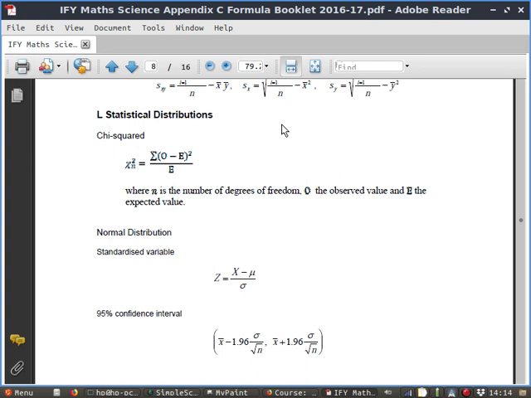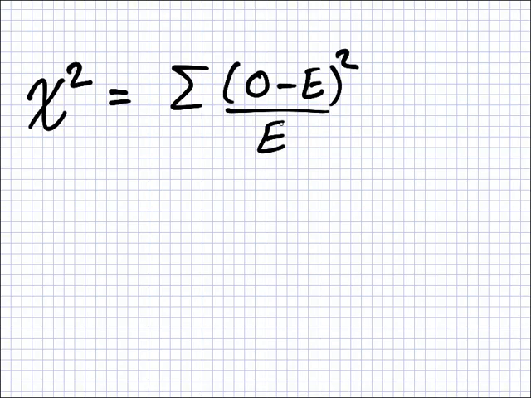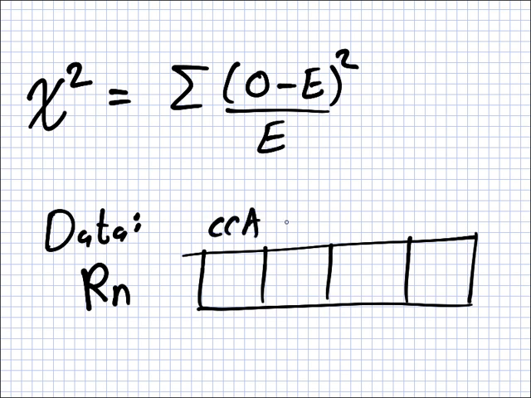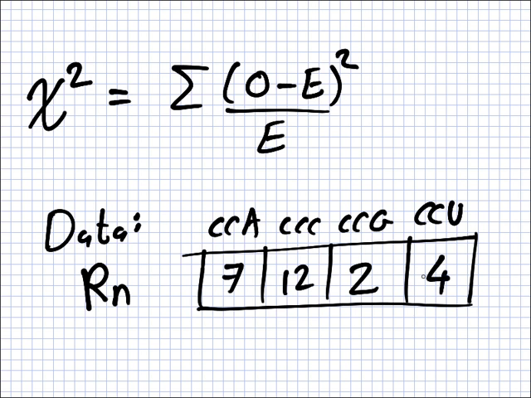Okay. Can I do an example of how to do a chi-squared? So, I'm going to take the example that you had from your class. Here's my data for our first example. Species Rn, and there were 4 codons, CCC, CCG, CCU, and so on. The counts are 7, 12, 2, and 4.